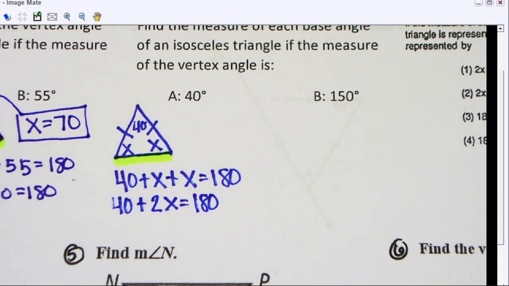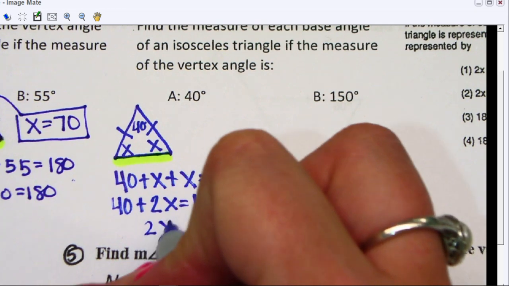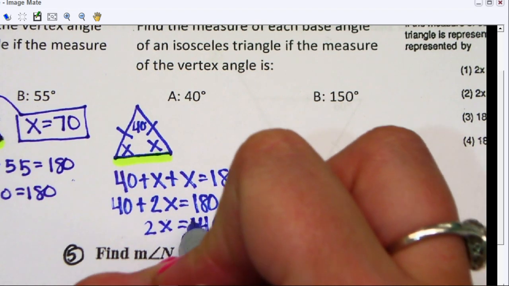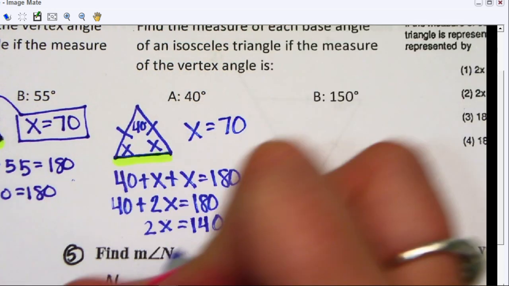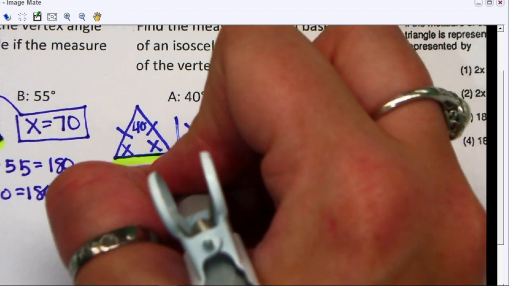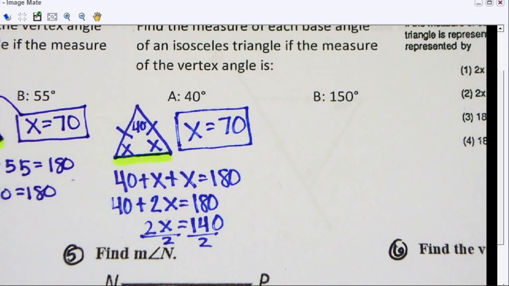Now we can do what you guys said, subtract and divide. So you are correct that we are going to subtract 40 and divide by 2. But now we know why we're going to do that. It's because we have to isolate the variable. So when we subtract 40, I get 2x equals 140. So what is my x value? 70. Yeah, x is 70 because I divide by 2. So when you're doing these problems, just think about what you're solving. There's one vertex angle. There are 2 base angles. That's why we put x twice.